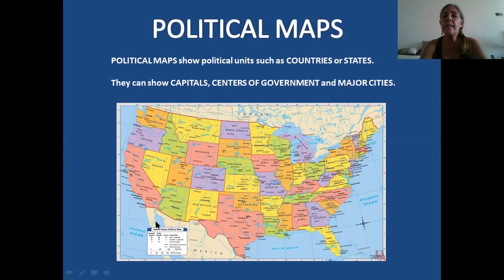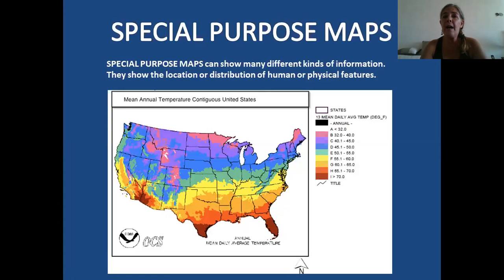But basically it's a political map where we can see the country, we can see the states in different colors, and we can see the capital and major cities. That's what a political map is like. The third kind of map that we have are special purpose maps, okay? So the special purpose maps are going to show us special features.